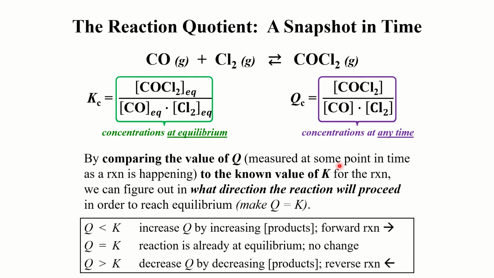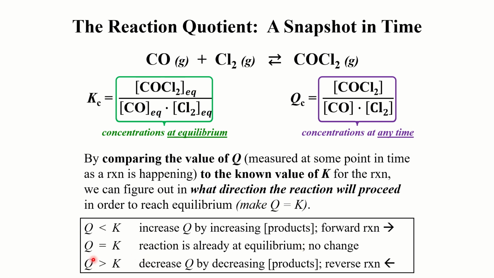Both of those things point towards the forward direction being favored. So the reaction would be favored in the forward direction. If Q is less than K, we need to increase Q by increasing the concentration of the products. And so the reaction is favored in the forward direction, or we could say the reaction would proceed towards the products or proceed in the forward direction. These are all different ways of phrasing it. They all generally mean the same thing. The second one is the easiest one. If Q is equal to K, the reaction is already at equilibrium. There's no change. We would not say the reaction is going to proceed in one direction or the other.